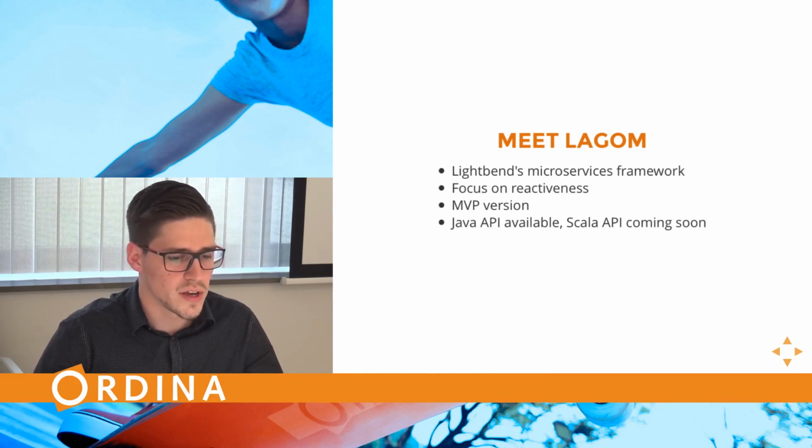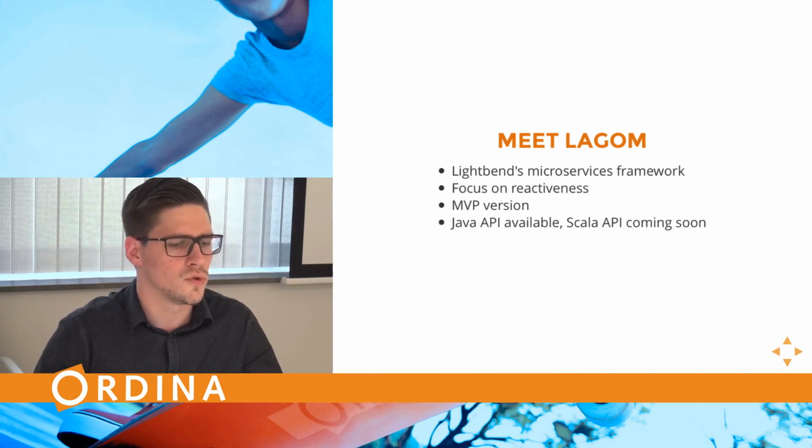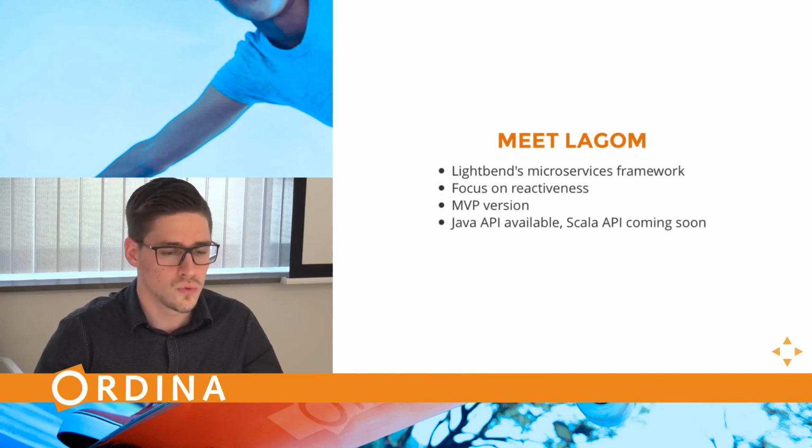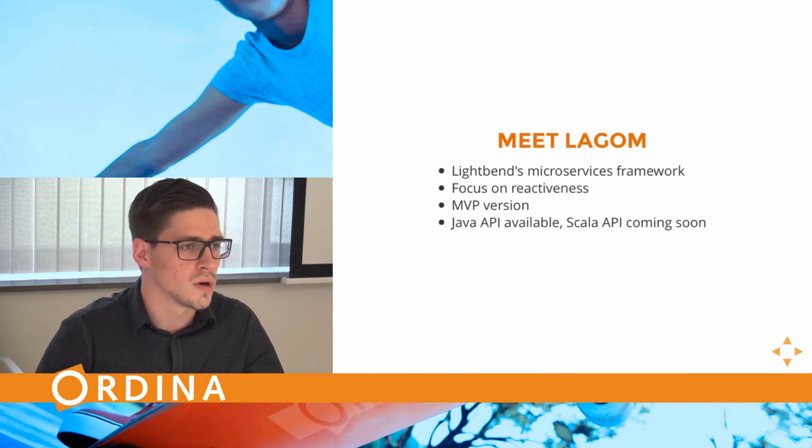In March, they released their first MVP version, and at the moment, they've released a second version in which they've included a couple of new features and some bug fixes. At the moment, it's only possible to develop in Lagom using a Java API, but a Scala API will be coming out soon. So for those Scala developers out there, they just need to be a bit more patient.